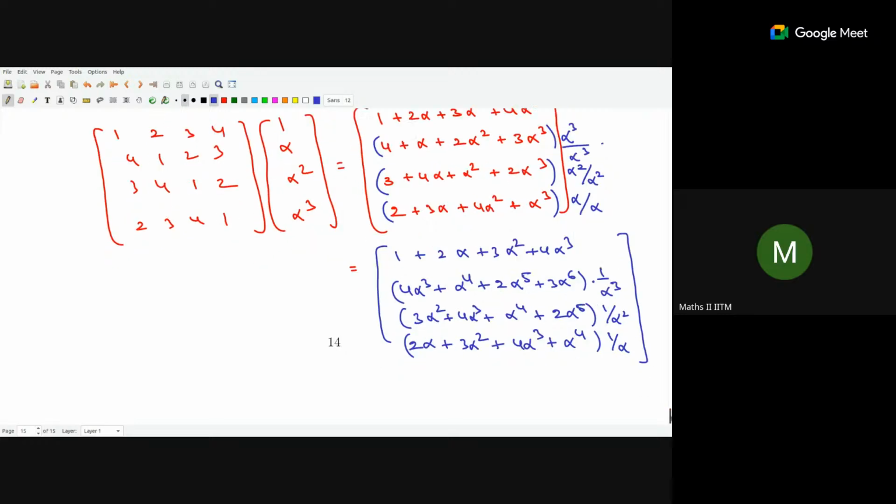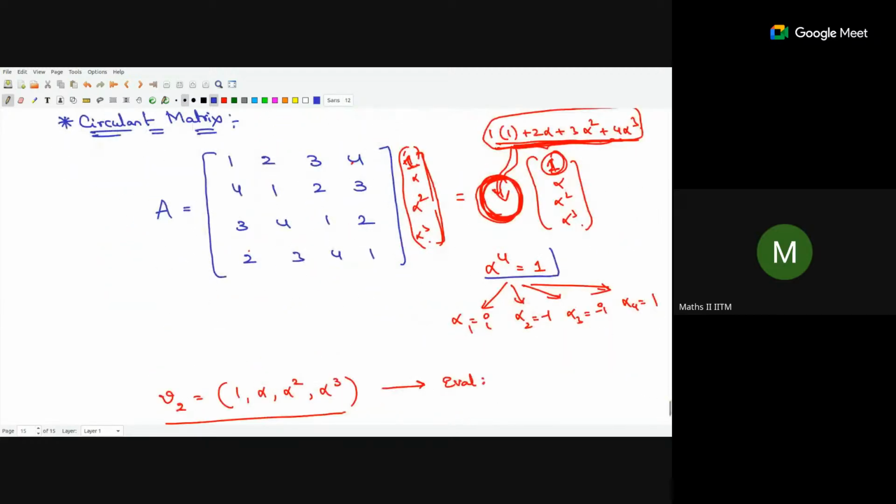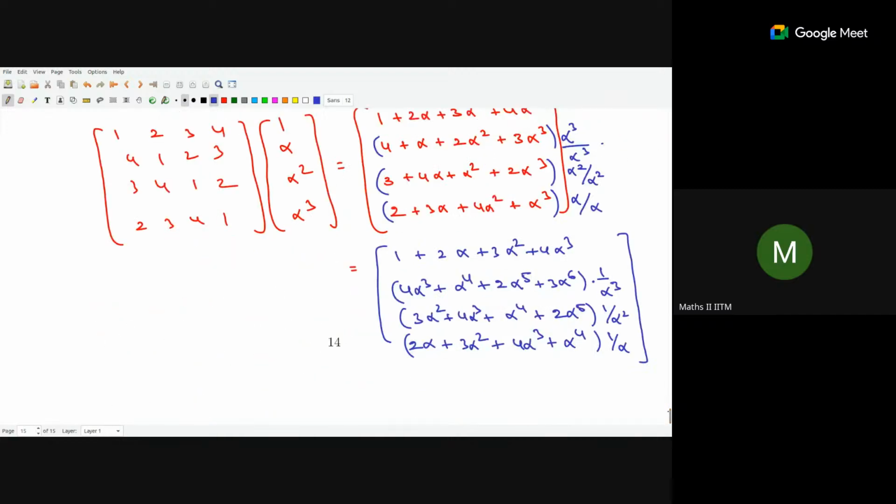Okay. Now you see, this is how we defined our alpha. That's the fourth root of unity, which means alpha power 4 is 1. Right. So I can simplify this further. So if I simplify this, what I will get is 1 plus 2 alpha plus 3 alpha square plus 4 alpha cube. And you see this 4 alpha cube plus alpha power 4 is 1, plus 2 times alpha power 5. So alpha power 4 is 1, so 2 alpha power 5 is 2 alpha.